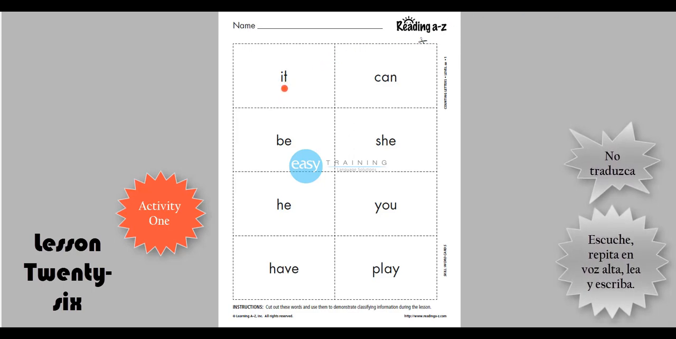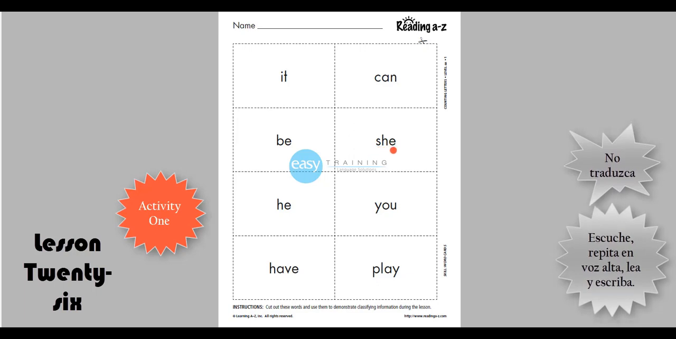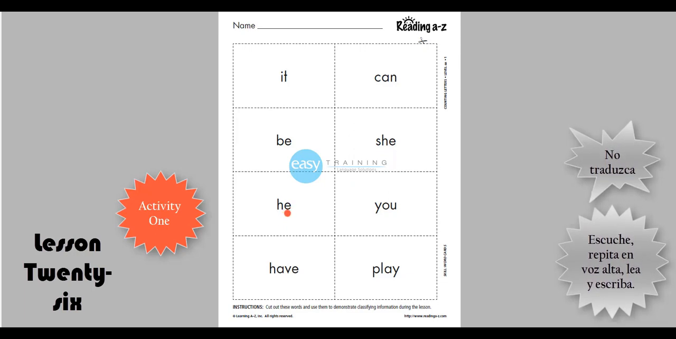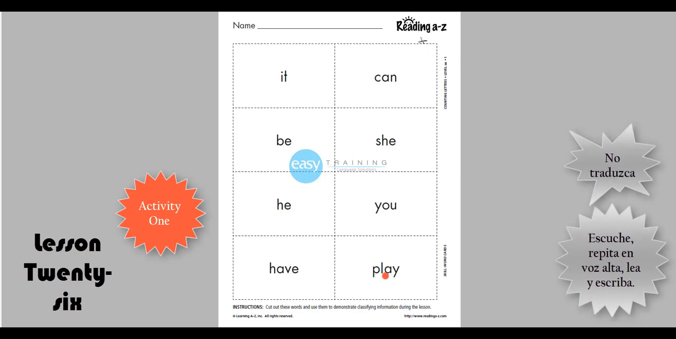It. Two letters. One word. Can. One, two, three letters, one word. Be. One, two letters, one word. She. One, two, three letters, one word. He. One, two letters, one word. You. One, two, three letters, one word. Have. One, two, three, four letters, one word. Play. One, two, three, four letters, one word.